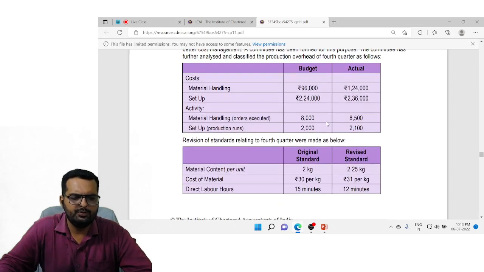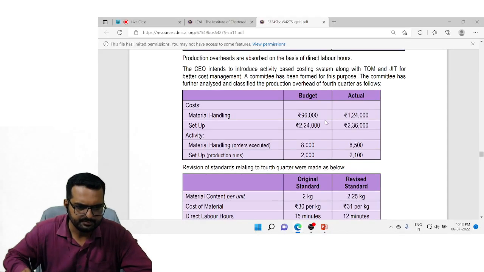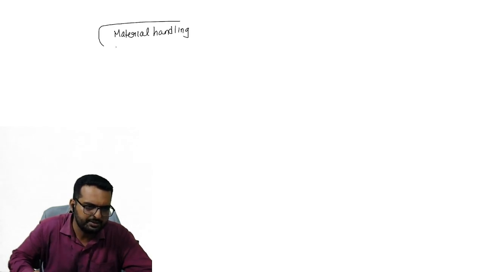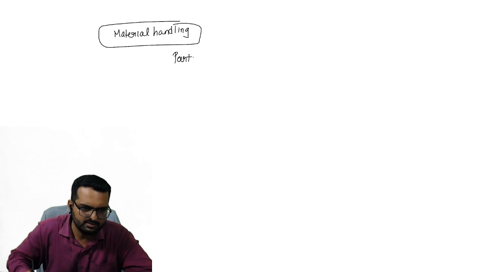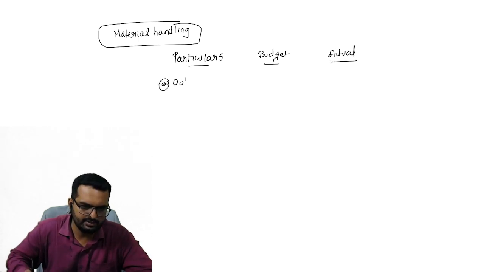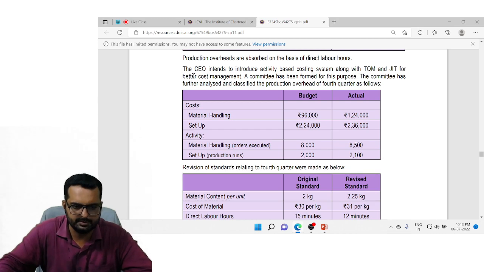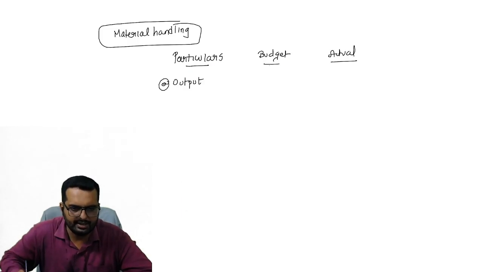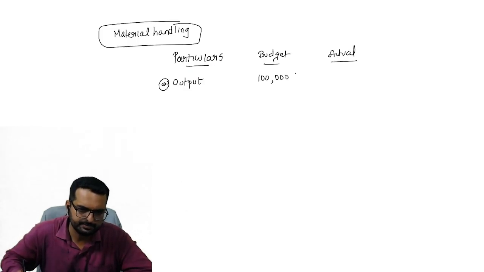Okay. Now, friends, here, what I'll do is I'll just write down the details first. I'll first take material handling. We will take one at a time to understand this properly. Okay. Particulars. We have the budget and we have the actual. First, I will write down the output. The output is 1 lakh and 1 lakh 10,000.